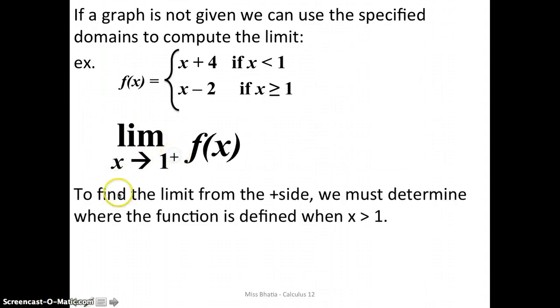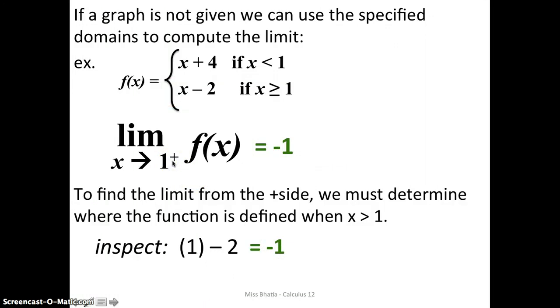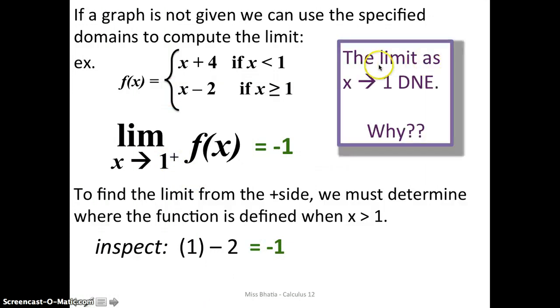So we must determine where the function is defined when x is greater than 1, because we're approaching the limit from the greater than 1 side. And we can tell that when x is greater than 1, this function is used, so x minus 2. Now we can just inspect that, and 1 minus 2 is negative 1, so the limit from the positive side is negative 1.